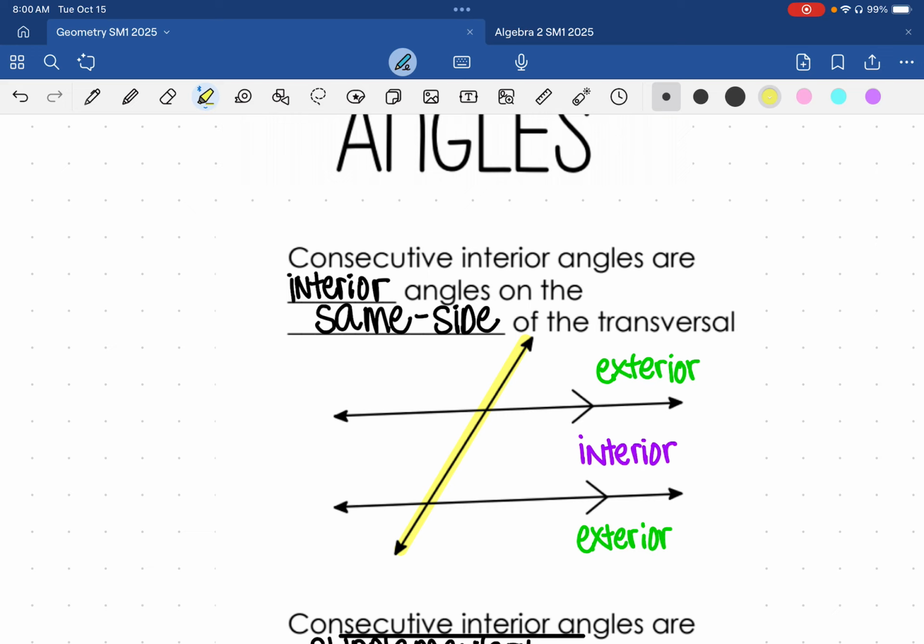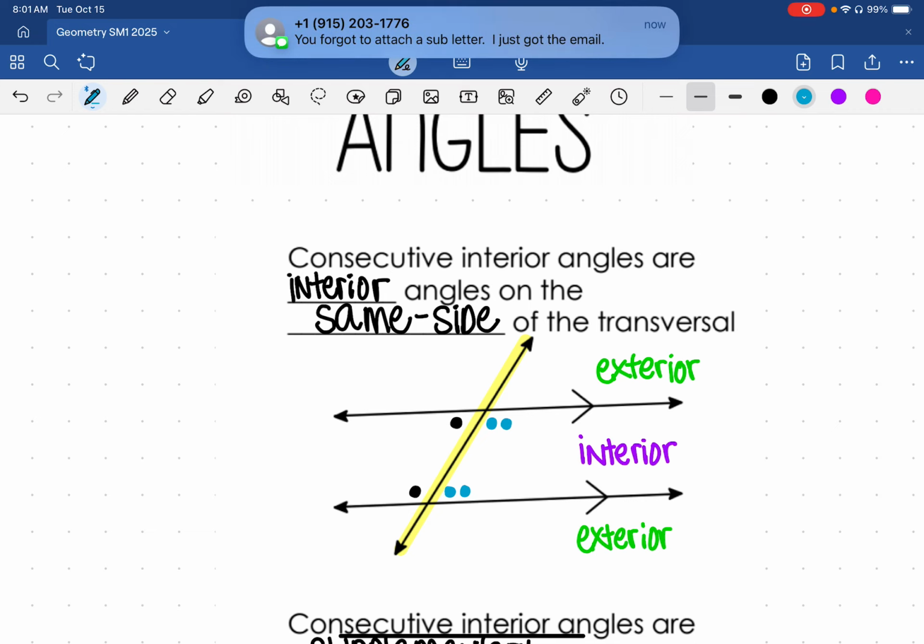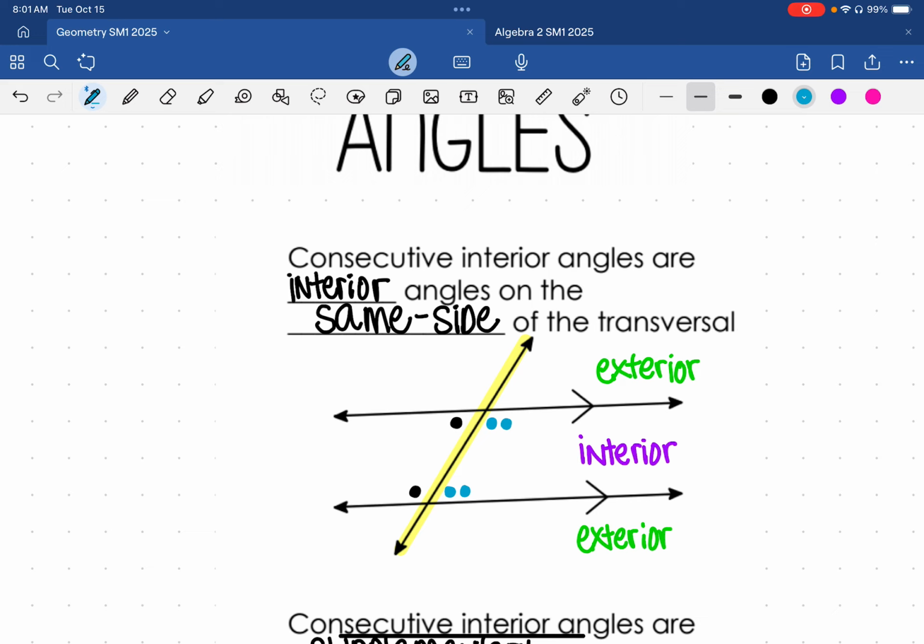We are talking about interior angles here. So we're going to go ahead and talk about this angle here and this angle here. These would be considered same side interior angles or consecutive interior angles. You also have them on the other side as well. I'm just going to go ahead and switch my color, and I'm going to put 2 dots to represent that they go together. So blue with blue, 2 dots with 2 dots, black with black, 1 dot with 1 dot.